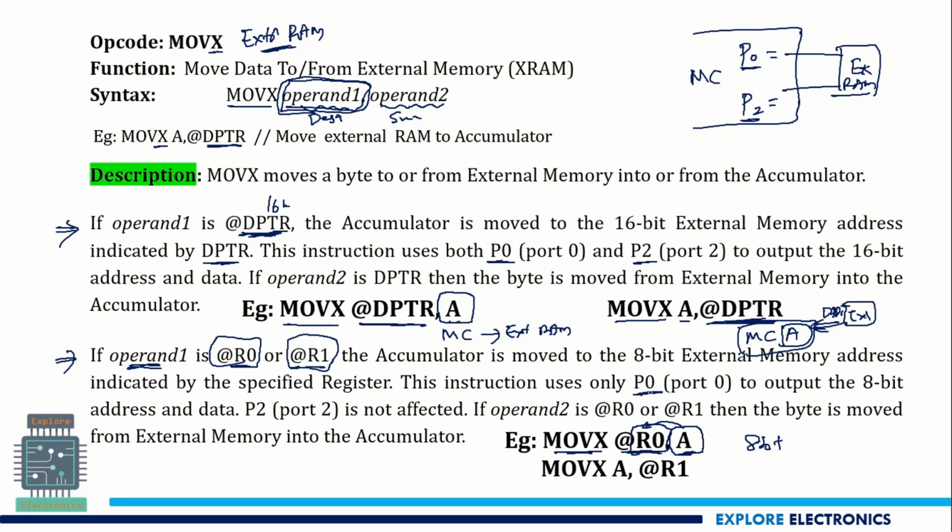Using port 0, we are going to send the 8-bit address and the data. Here port 2 is not going to be used. Since R0 is also an 8-bit register, here we are specifying only 8 bits of address. Since 8 bits of address is sufficient, port 2 is not supposed to be used, only port 0 is sufficient. Similarly, when we are extracting the data from the external memory to the microcontroller, means to the accumulator register, then also we are going to use port 0 only. When we are using DPTR, port 0 as well as port 2 comes into the picture.